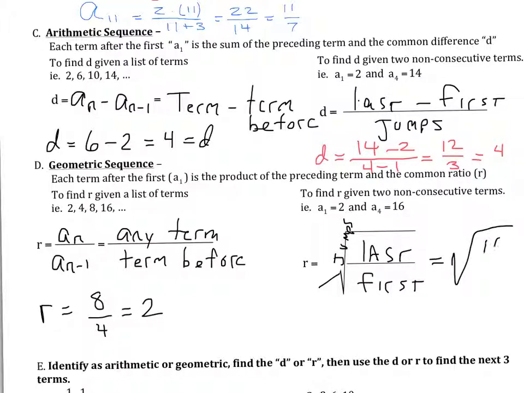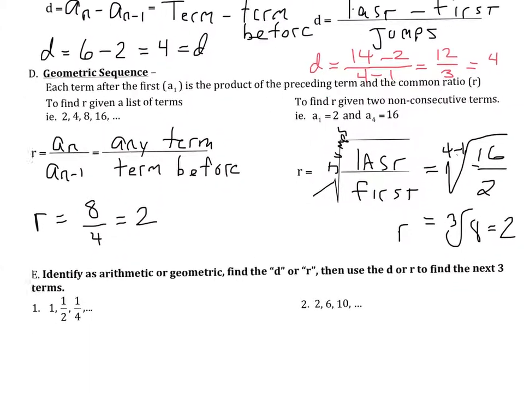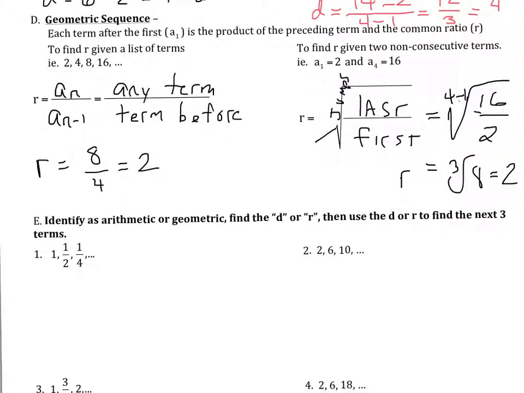So what that's going to be, in this case, is 16 divided by 2, and there's 3 jumps. Actually, you probably don't want to write the 3 there. Write that it's 4 minus 1. That's how you're always going to find that root. So 16 over 2 is 8, so this is going to be the cube root of 8, which is 2. So that's your common ratio. That's when you're given two non-consecutive terms.